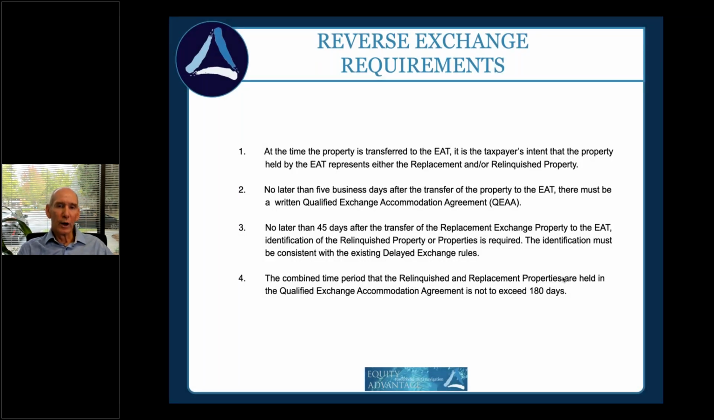So here's a few of the requirements. We've got to use the EAT. We've got to have it own either the relinquished or replacement property. You're looking at somebody's intent to hold for investment. No later than 5 days after the transfer of the property to EAT, we must have that qualified exchange accommodation agreement in place. Working with us, we do all this stuff up front. We don't buy or sell anything without having our contracts in place. So, that second component really is sort of a moot point when working with us. And we really know what's going on.